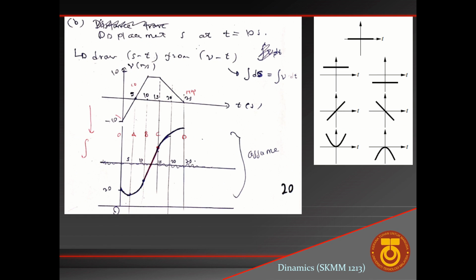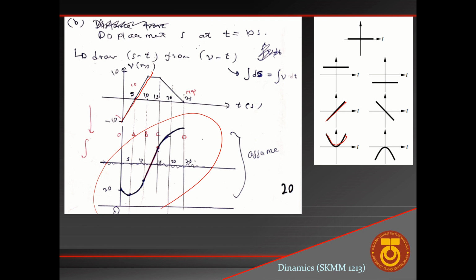Go to the second question: displacement s at t equal to 10 seconds. In order to find the displacement, you need to be able to draw this graph first, and then you can calculate the displacement. Let's say this graph increases from negative to positive for velocity, so you have this. That is how you will have this graph.